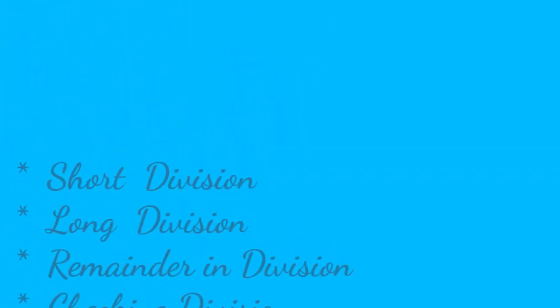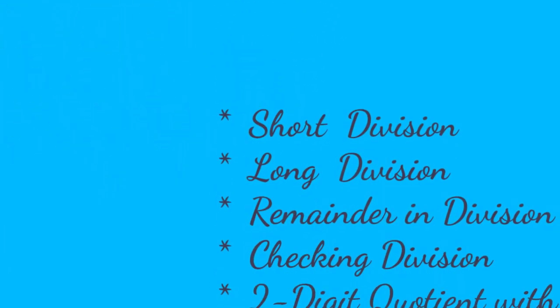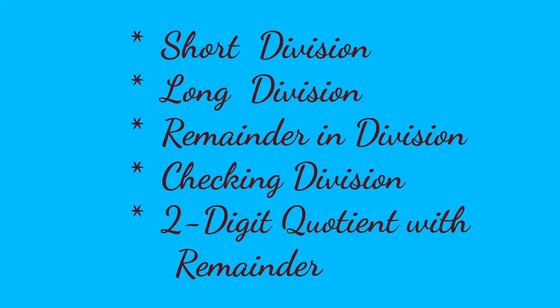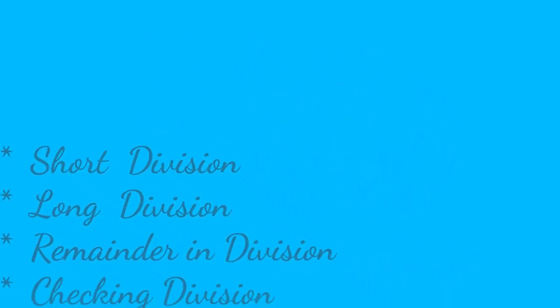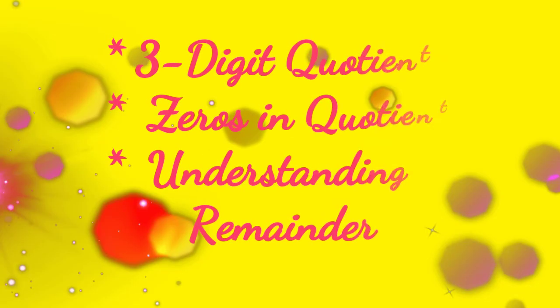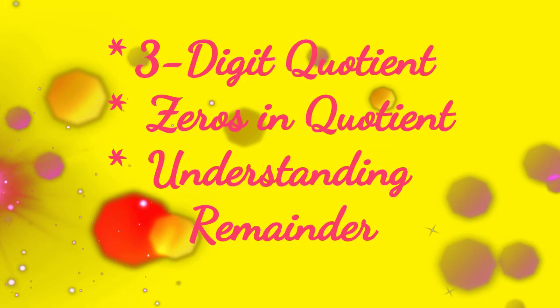As you know, in our video of Part 1 Unit 6, we have understood the topics like short division, long division, remainder in division, checking division and two-digit quotient with remainder. Today, we will understand the rest of the topics of this chapter.